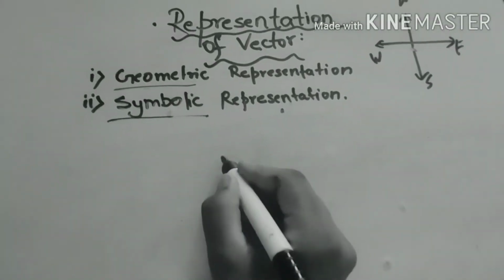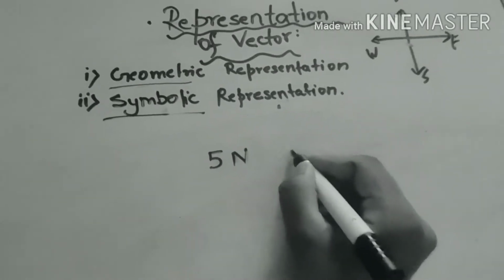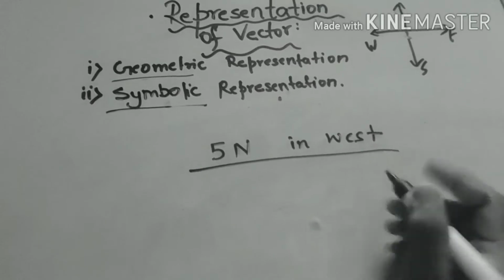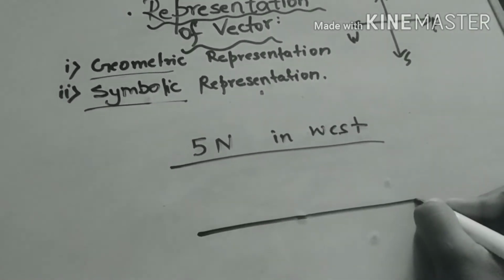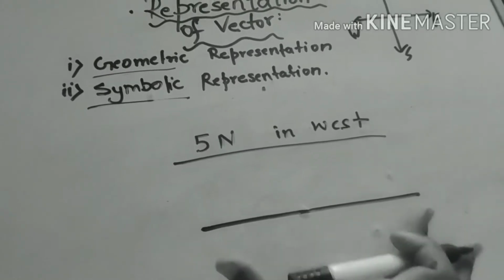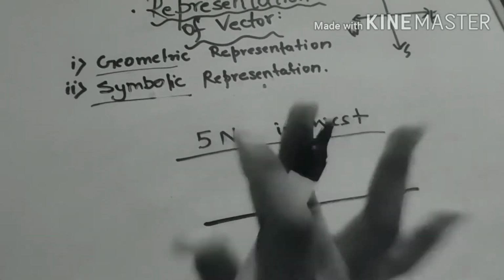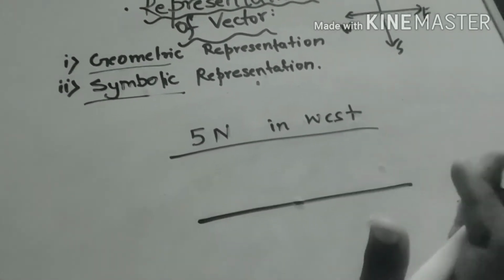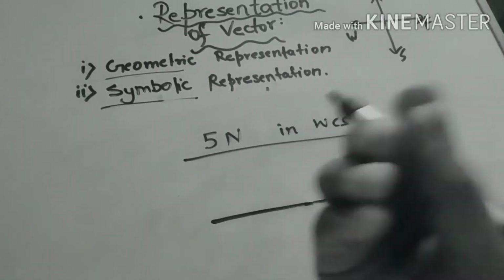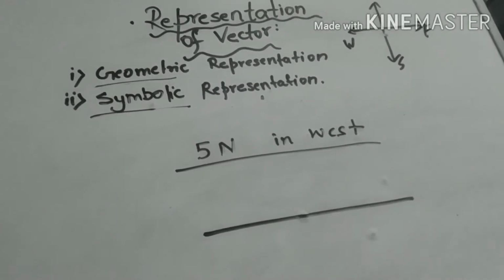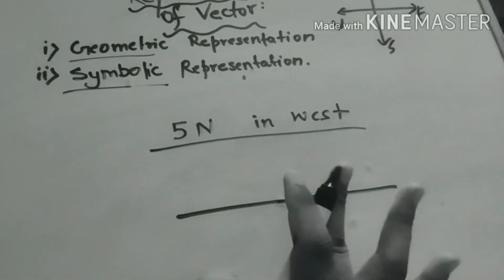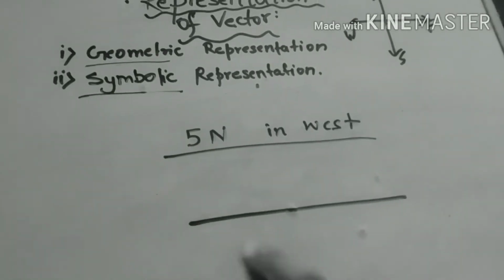If we have to represent a force of 5 Newton in west direction, how will we represent it? We'll take a line segment, and the length of the line segment should be 5 units. The unit depends on you, whatever you take. You can take 1 unit as 1 centimeter, 0.5 centimeter, or 2 centimeter. That is your wish. We will divide the line segment into 5 units.